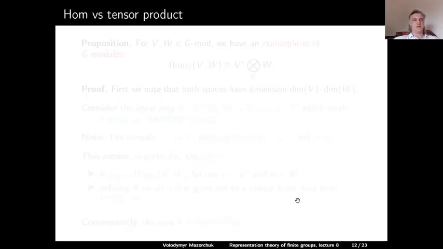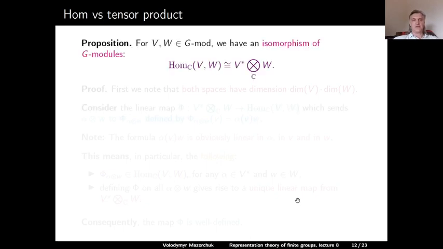The next step in our preparation is a comparison between the tensor product of two modules and the Hom module. Proposition: for two modules V and W in G-mod, we have an isomorphism of G modules. So the G module of all linear maps from V to W, defined a couple of slides ago, is isomorphic to the tensor product of the dual module for V and W. Proof. Let us first note that both spaces have dimension dim V times dim W. So this is pretty obvious.